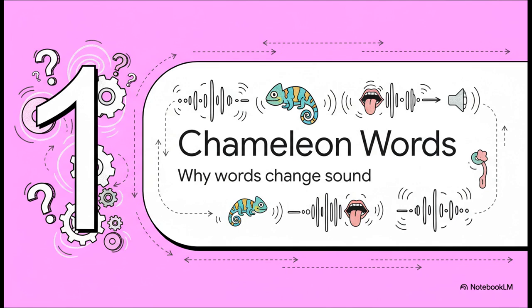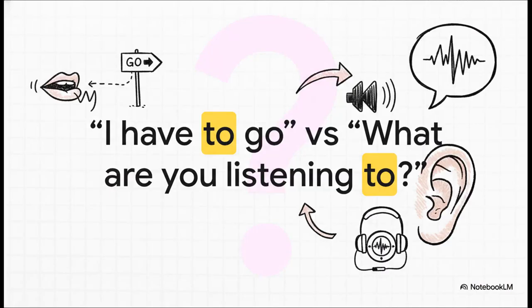Have you ever just stopped and noticed how some of the simplest, most common words in English, well, they seem to change their sound depending on how you use them? Like a chameleon. Okay, let's take the word to. Listen really closely. In the sentence, I have to go, it sounds like ta, I have to go. But then you hear, what are you listening to? And suddenly it's a full, clear to.